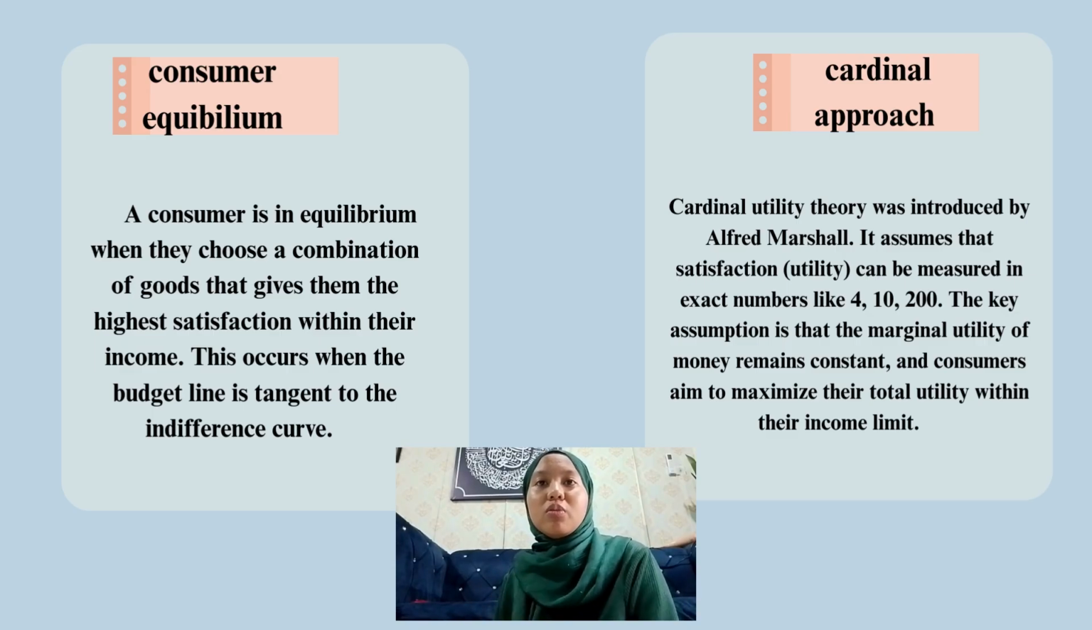Consumer equilibrium. A consumer is in equilibrium when they choose a combination of goods that gives them the highest satisfaction within their income. This occurs when the budget line is tangent to the indifference curve. Cardinal approach. Cardinal utility theory was introduced by Alfred Marshall. It assumed that satisfaction or utility can be measured in exact numbers like 4, 10, 200. The key assumption is that the marginal utility of money remains constant and consumers aim to maximize their total utility within their income limit.